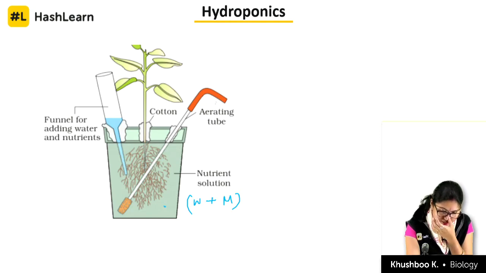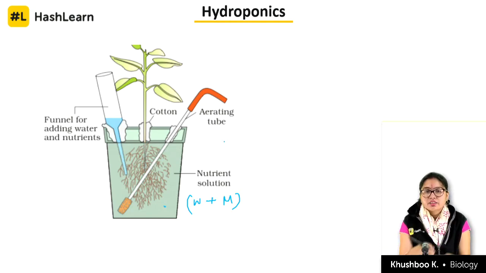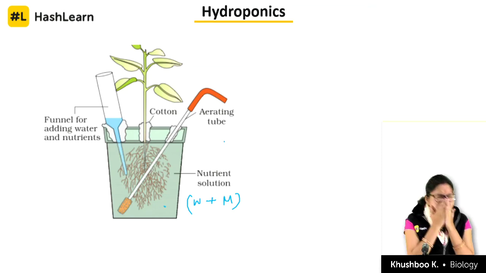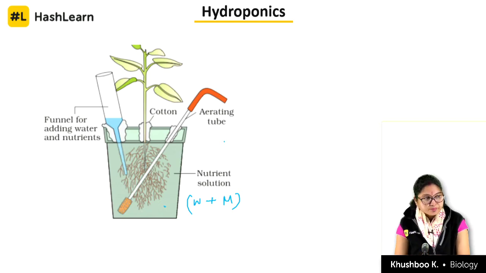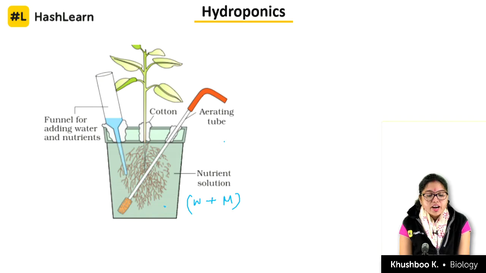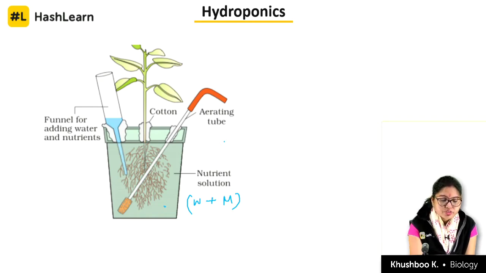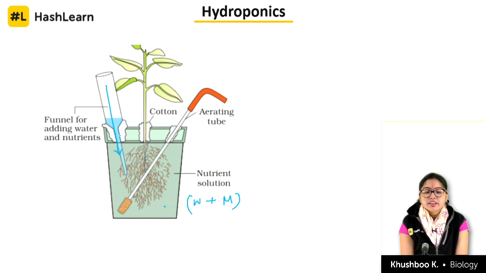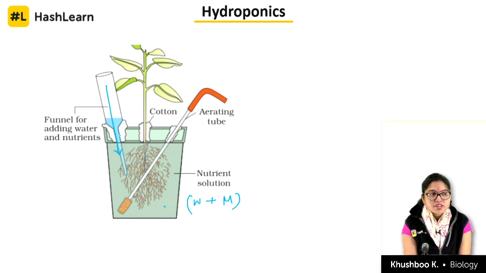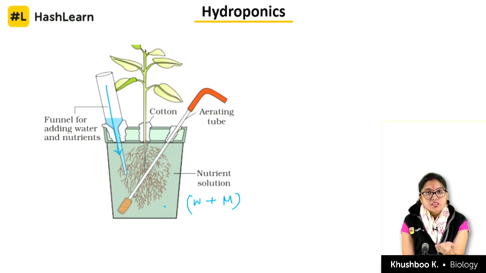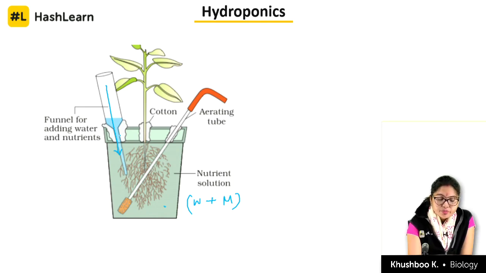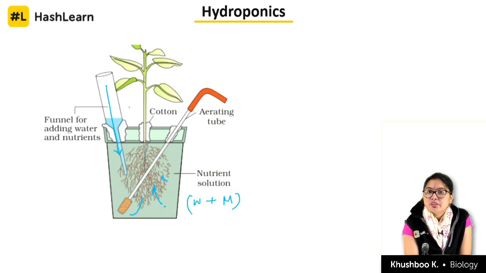Fine. And then the aerating tube is used to stir that so that the solution remains aerated, because the root needs air to breathe. And then a funnel for adding water and nutrients. So with the help of this funnel, we will keep on adding the nutrients, because as the plant is growing, it will take up the nutrients. So obviously after some time, this solution will become poor in nutrients. So because of that, and then this root can take up these nutrients and it will grow.